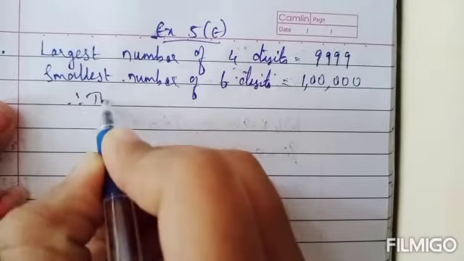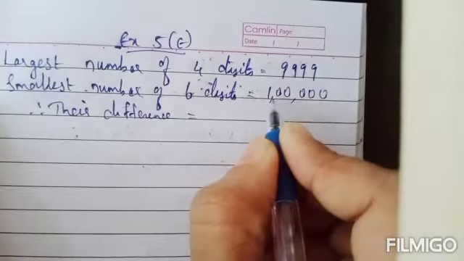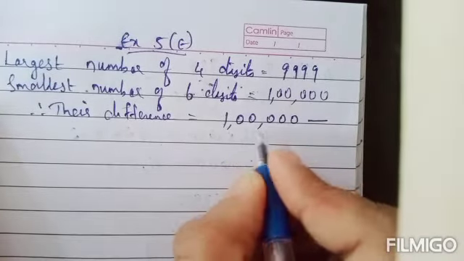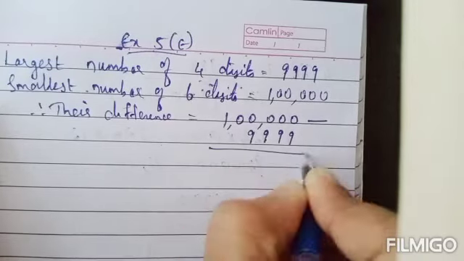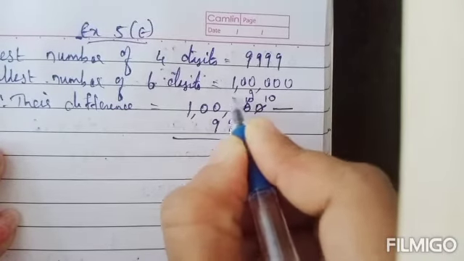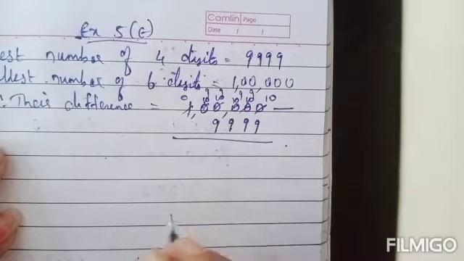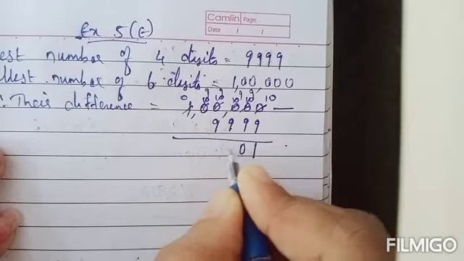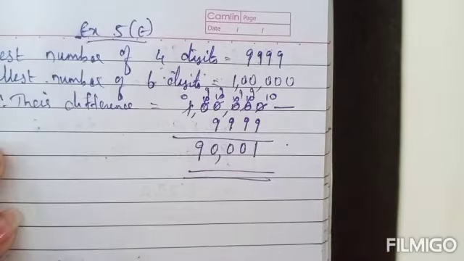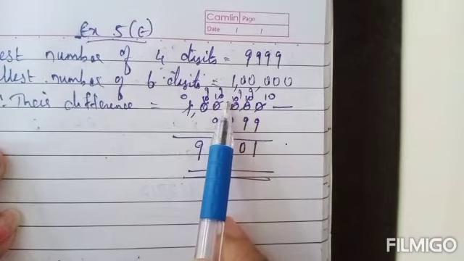Okay, therefore their difference equals, you can write 1 lakh first, 100,000. 1 lakh minus 9,999. Okay, now finding their difference, what we will get? Here 10, here 10, then 9, here also 10, 9, here also 10, 9, here 0. So 1, here 0, 0, 0, 9. You will get 90,001. Okay, this is the difference between the largest number of 4 digits and the smallest number of 6 digits.